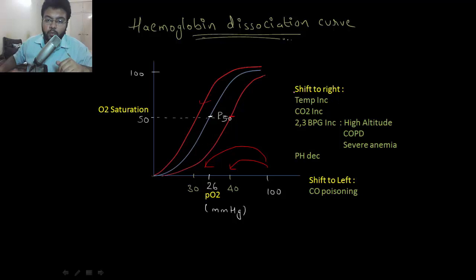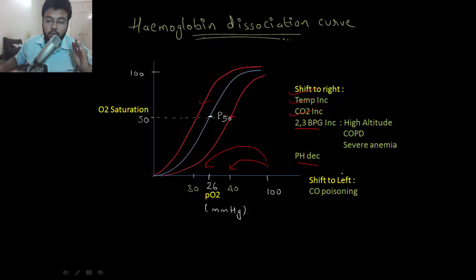Now what are the conditions which shift the oxygen dissociation curve to right? If you increase the temperature, you increase the CO2 concentration, you increase the 2,3 bisphosphoglycerate, right? That is increased in high altitude, COPD or severe anemia, because you need to release oxygen, to decrease the affinity for the oxygen. Or you decrease the pH, right?